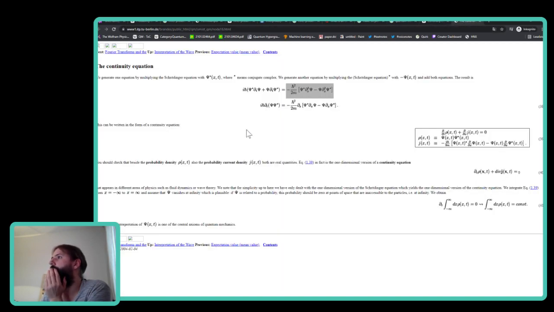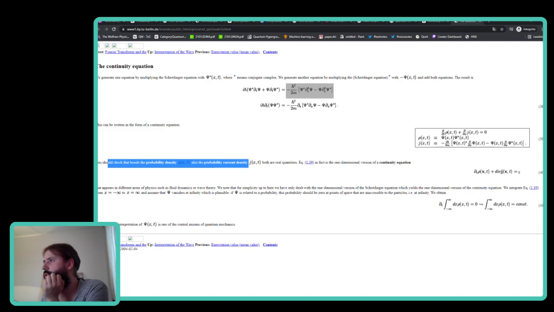But I think that's what it means, right? We generate one equation by multiplying the Schrödinger equation with its complex conjugate. We generate another equation by multiplying the Schrödinger equation with minus this and add both equations. The result is, why do we do these? This can be written in the form of a continuity equation. You should check that besides the probability density, also the probability current density, both are real quantities.